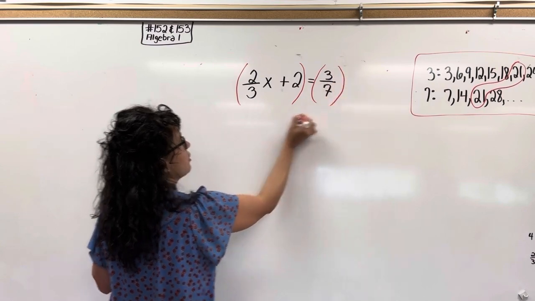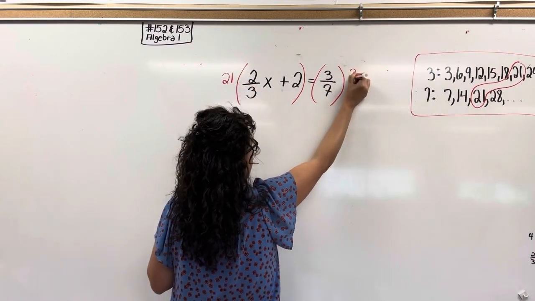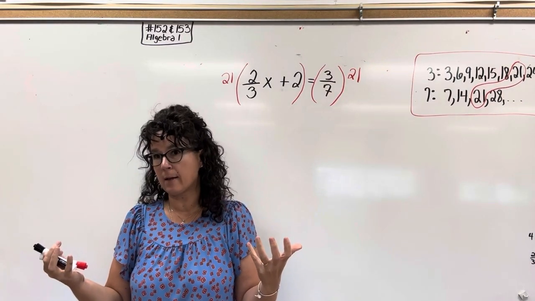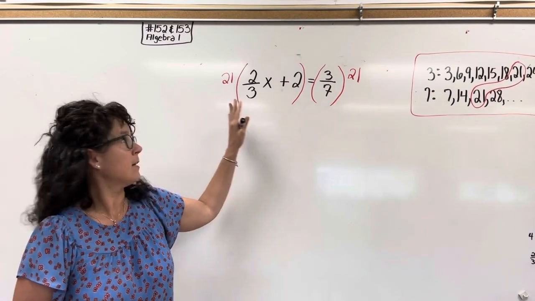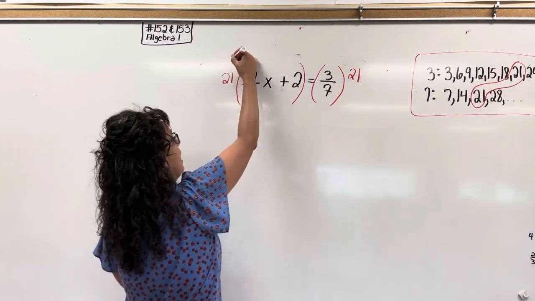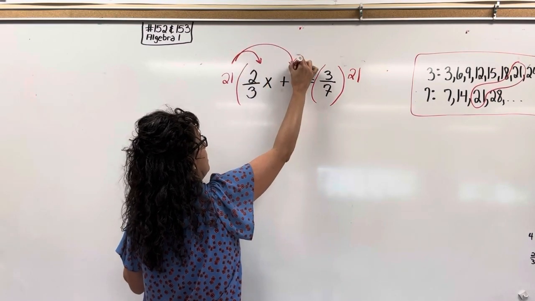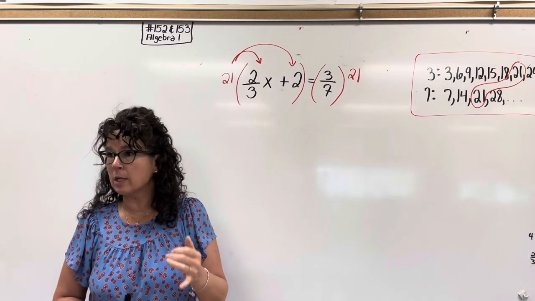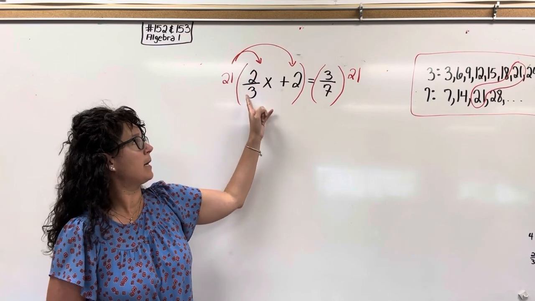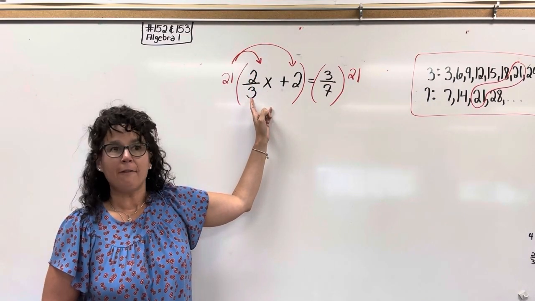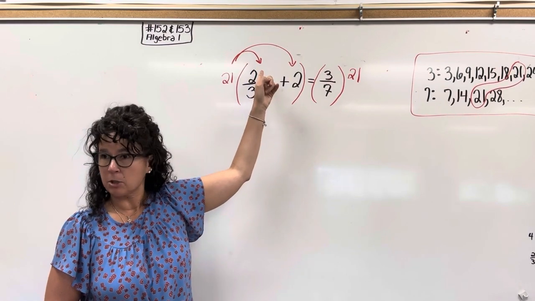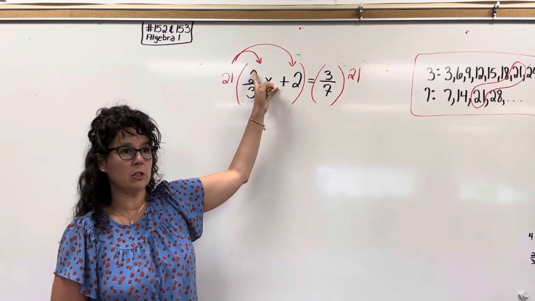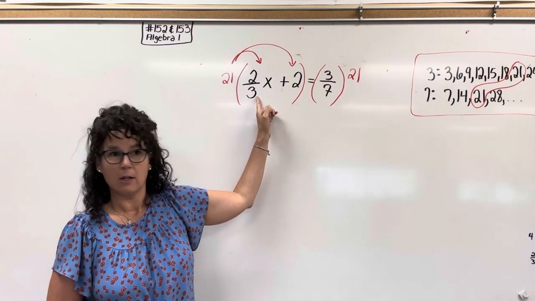And the reason this is such a powerful strategy is when you multiply both sides by 21, all the fractions go away. Now to multiply the left side by 21, I'm going to need to use the distributive property. Keep in mind, when you multiply by a fraction, you're really multiplying by the top and dividing by the bottom. I find it easier to divide by the bottom and then multiply by the top, but either way is fine. I could divide by 3, multiply by 2, or I could multiply by 2 and then divide by 3.